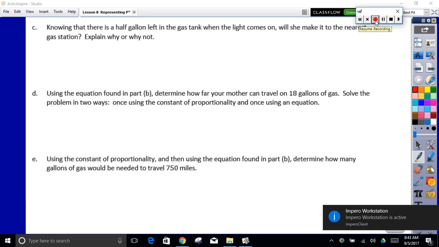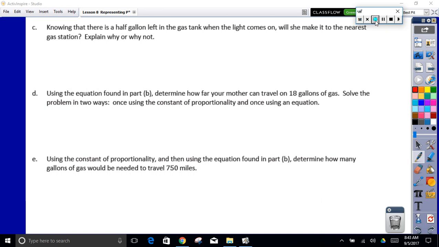All right, part C. Knowing that there is a ½ gallon left in the gas tank when the light comes on, will she make it to the nearest gas station? Explain why or why not. Pat, will she make it to the gas station? No, because if you put 28 over 2, it equals only 14. But she needs to go 26. Yeah, she needs to go 26, so she definitely does not have enough.